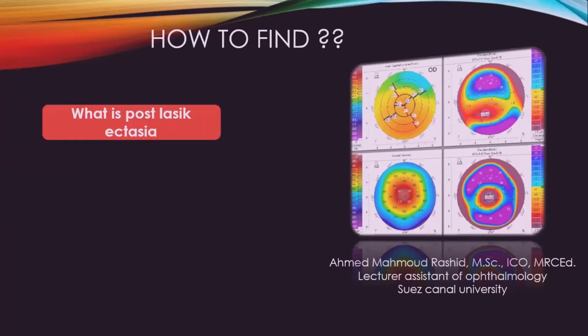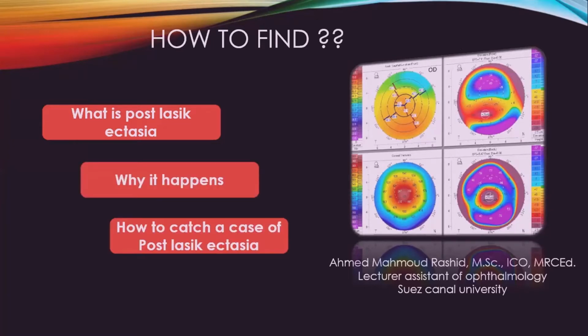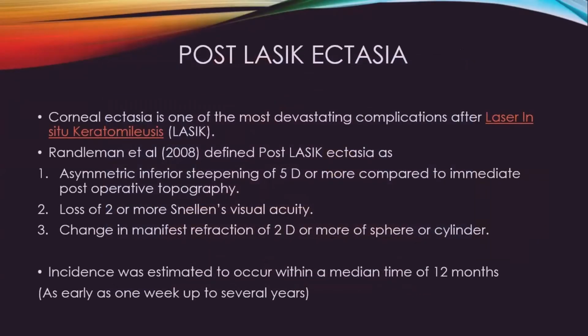First, I would like to talk about how to diagnose a case of post-Lasik ectasia, starting from identifying the major risk factors, knowing the definitions, knowing why it happens, and how to find a case of post-Lasik ectasia. For disclosure, I have no financial interest in the corneal mapping used in this presentation. To start with, what is post-Lasik ectasia?